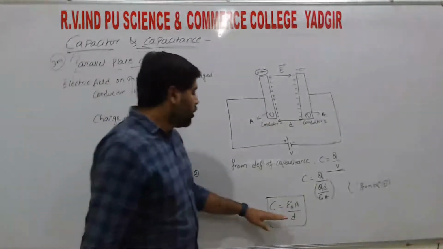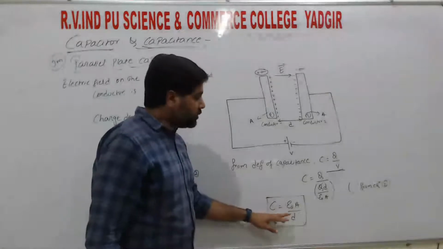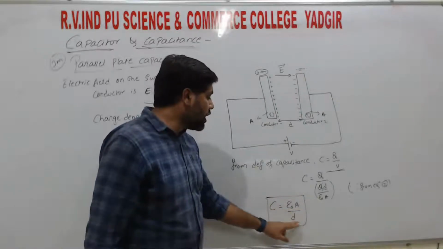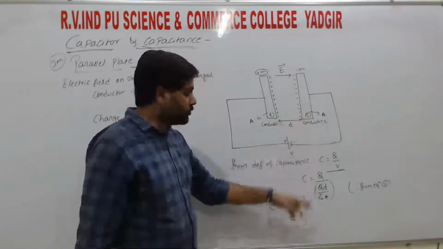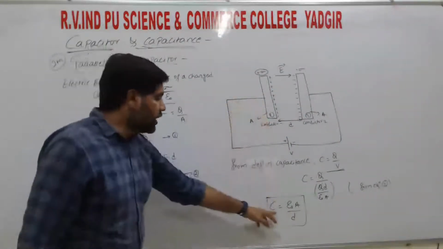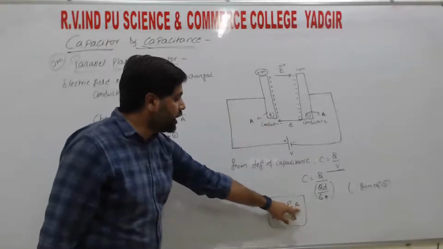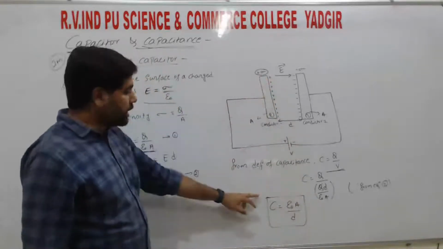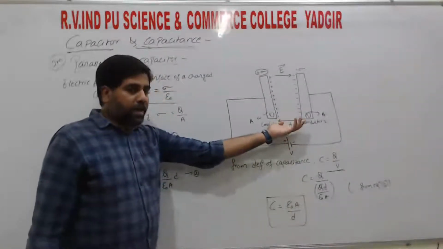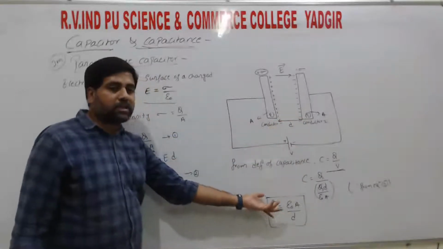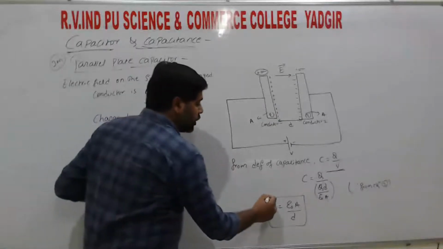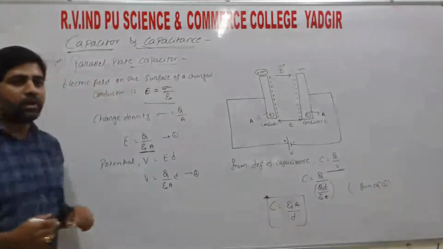Here the capacitance depends on the dielectric medium, that is the permittivity epsilon naught, the area, and the distance between the plates. This gives the geometrical shape of the conductor. Capacitance is proportional to the area: if we increase the area of a conductor, the capacitance increases. If we decrease the distance between the conductors, the capacitance also increases. So the important relation is C equals epsilon naught A by d.